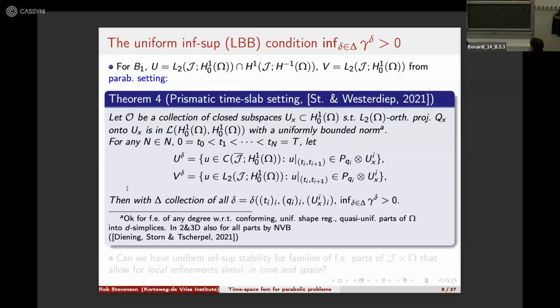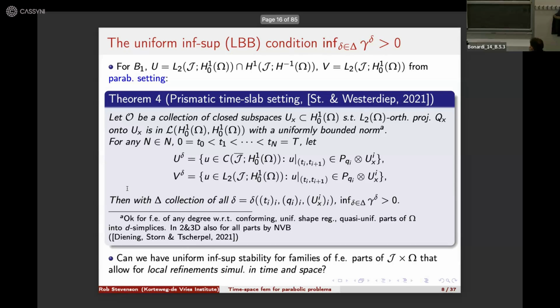Okay, now the important question I would like to solve is, can we also have uniform inf-sup stability for families of finite element partitions of the time-space cylinder that allow for local refinements simultaneously in time and space? Now, on the next few slides, they are a bit directed towards the experts. I want to explain why we cannot do it. Yeah, okay, and then later I go to method 2, and then this finishes the first part.